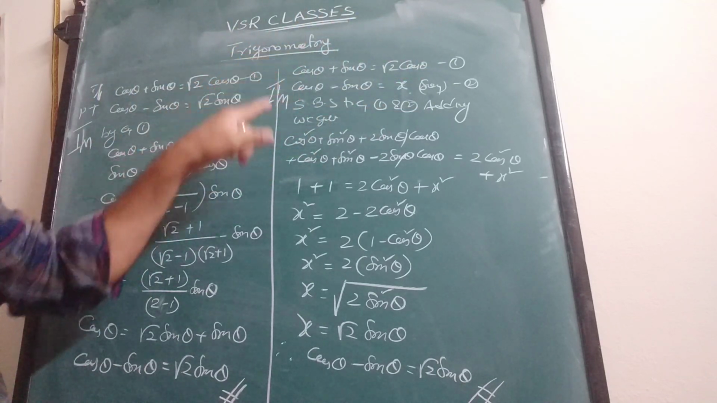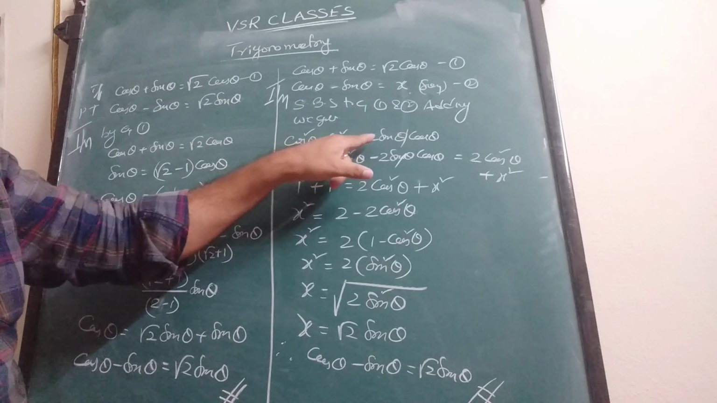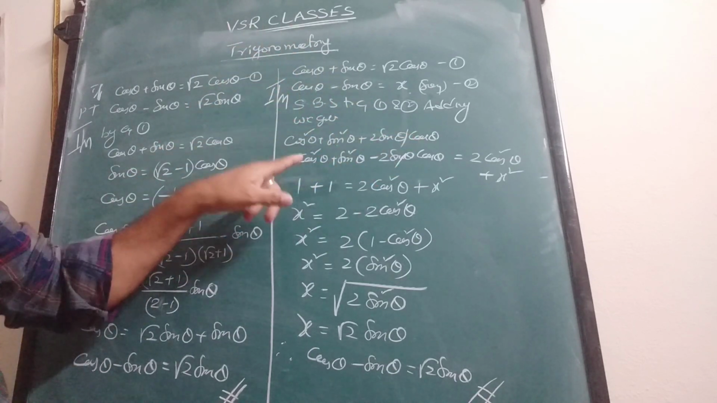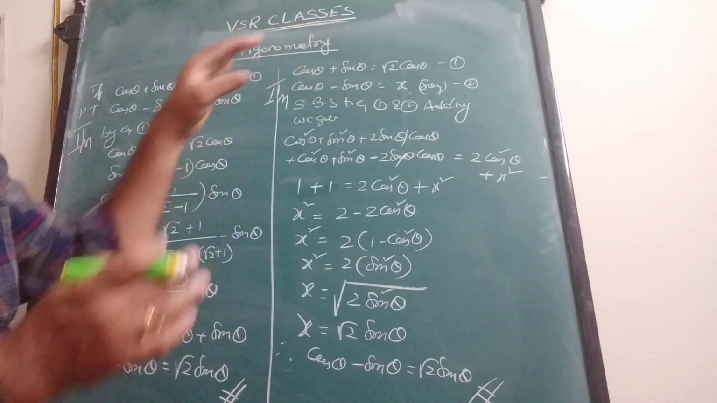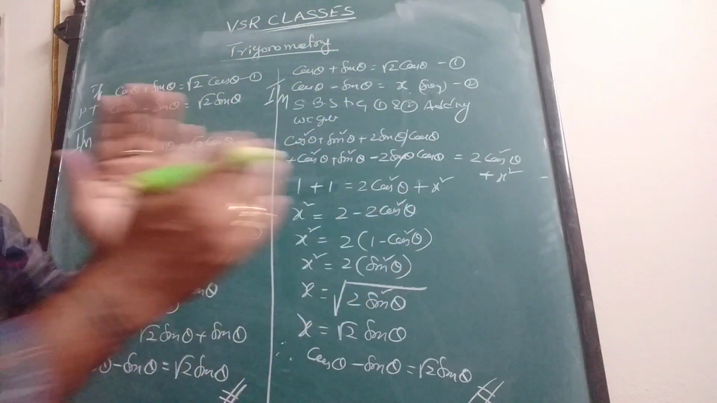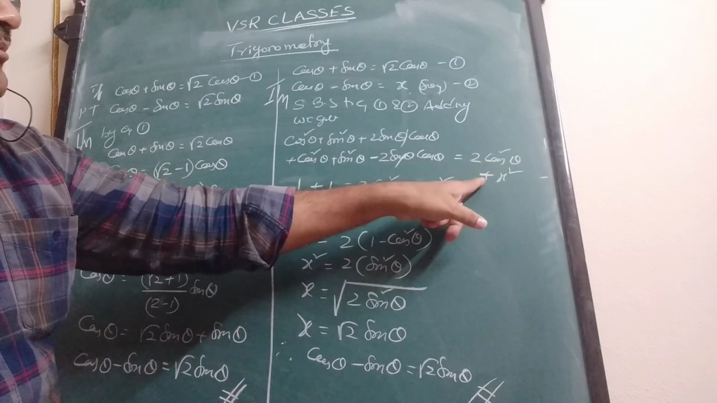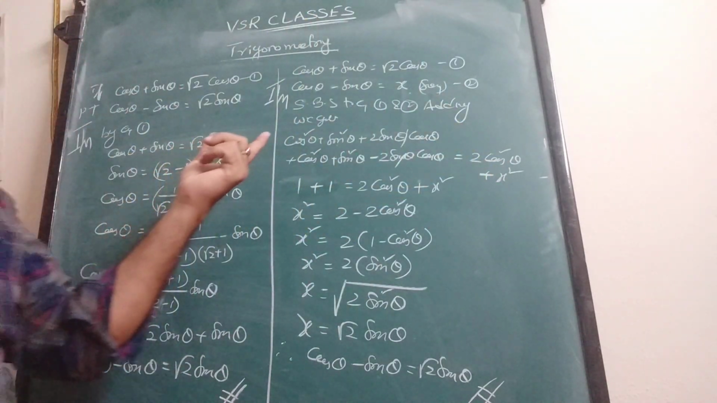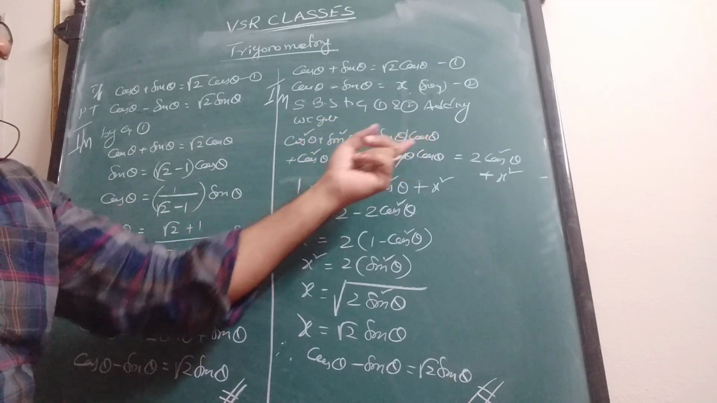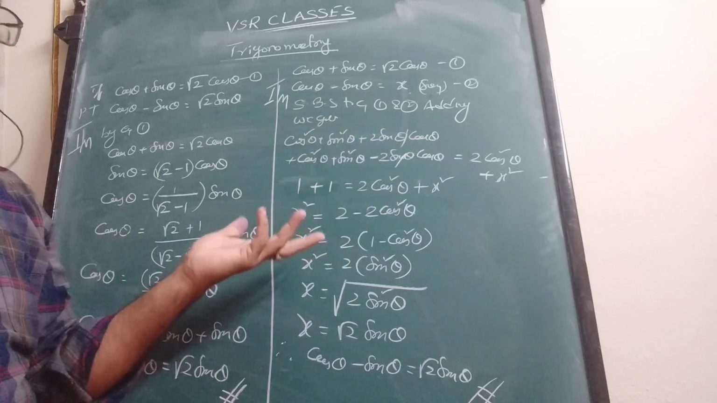A plus b whole square this side, cos square theta plus sin square theta plus 2 sin theta cos theta. Here this one is cos square theta plus sin square theta minus 2 sin theta cos theta. LHS you have to add, RHS you have to add. So 2 cos square theta plus x square. Now here plus 2 sin theta cos theta minus 2 sin theta cos theta both will be cancelled.